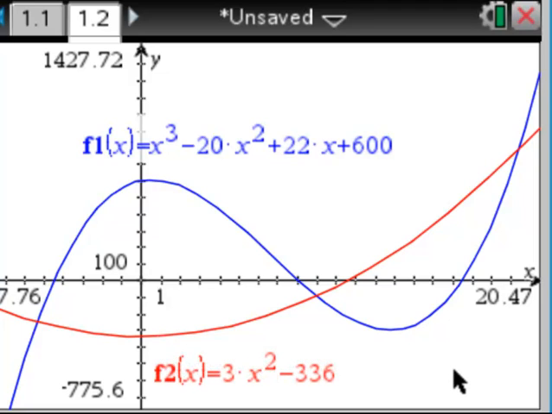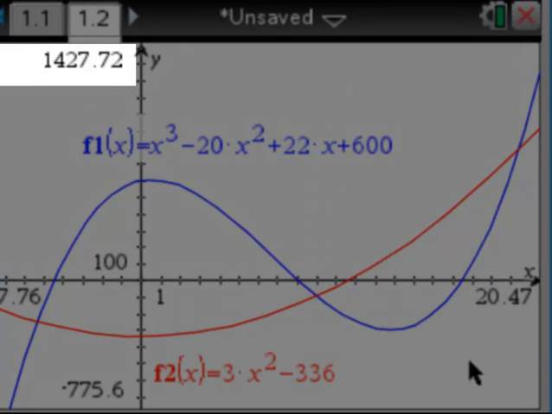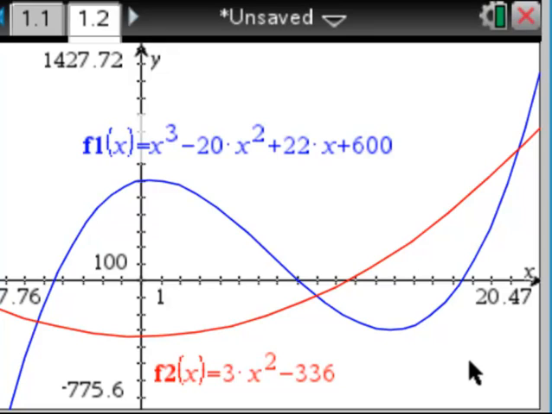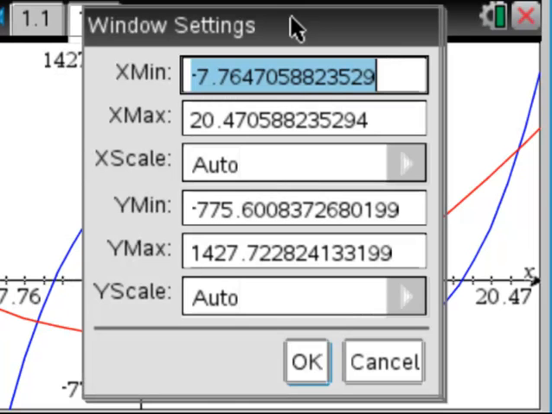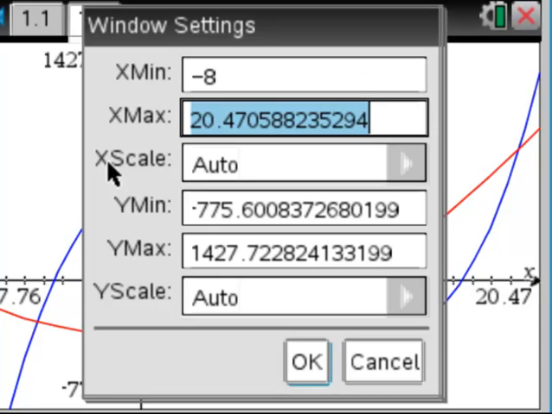Now something else, and that is I'm looking at these axes. I find they're rather densely scaled, and the numbers here are kind of clumsy looking, like that y-axis there. The final coordinate is 1427.72. Okay, I want to make this look crisp and clean, so let me go to the menu, the window settings, make simple numbers here, x min. Alright, let's say -8, tab, x max. Alright, 21.